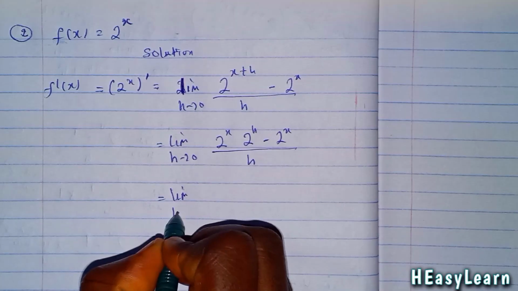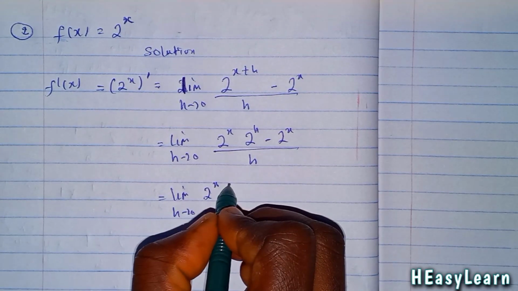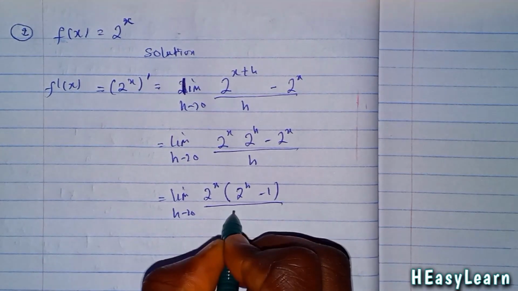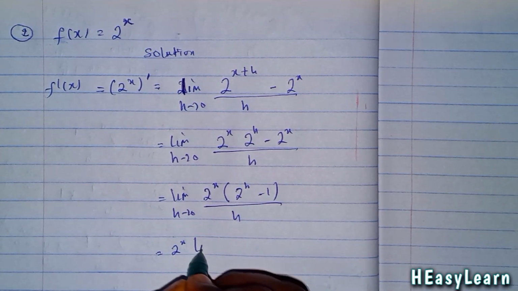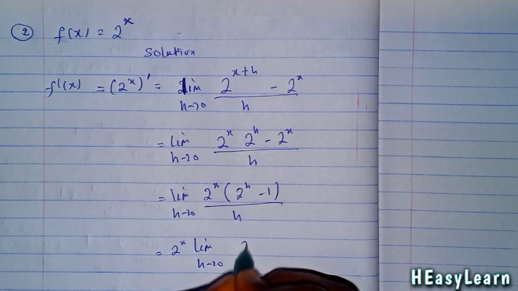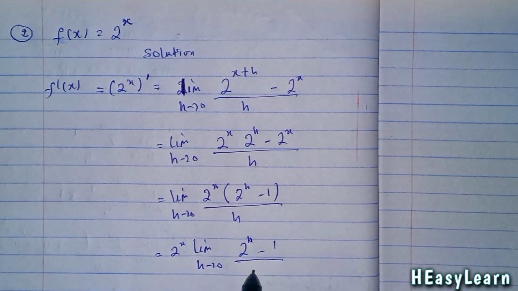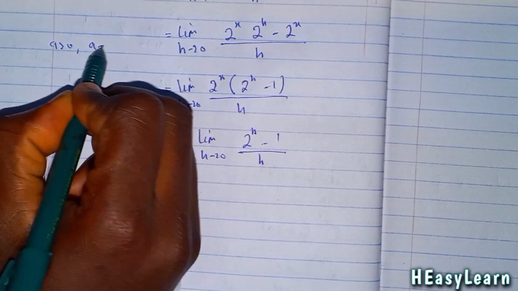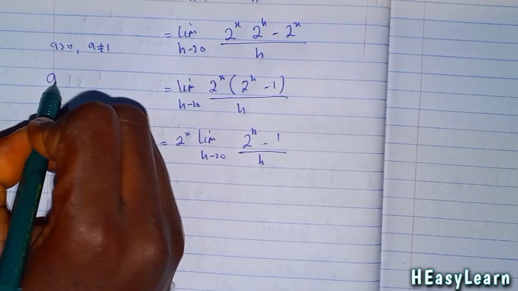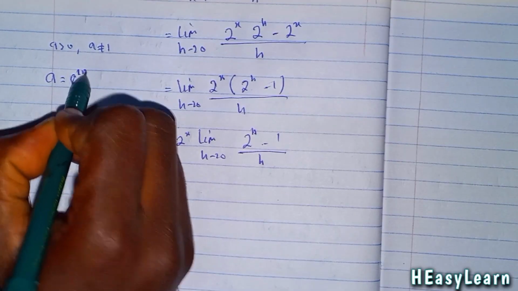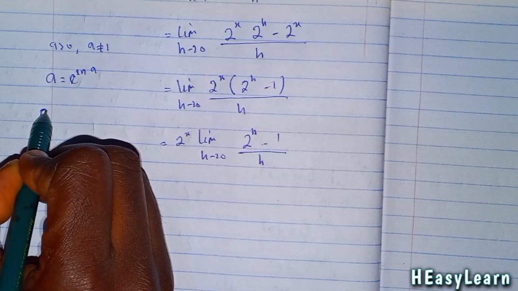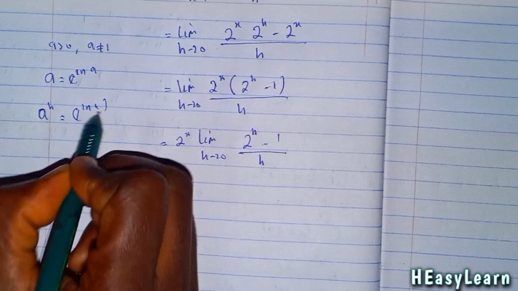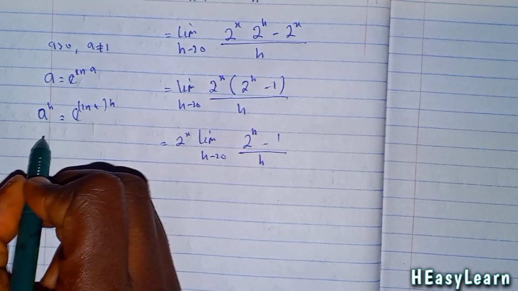The limit as h approaches 0, 2 to the power of x is common: 2 to the power of h minus 1 over h. Factor 2 to the power of x out, the limit as h approaches 0 of 2 to the power of h minus 1 over h. For any a bigger than 0, a not equal to 1, a is written as e to the power of ln a. So a to the power of h will be equal to e to the power of ln a, all multiplied by h.